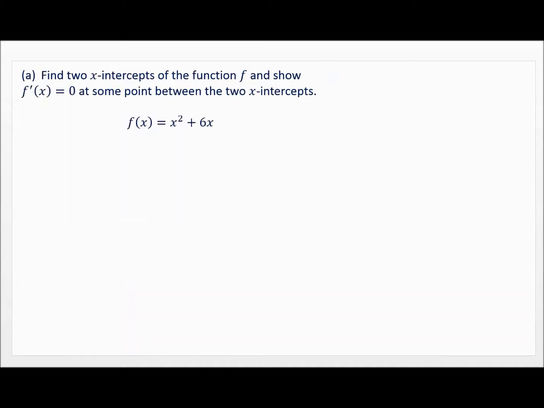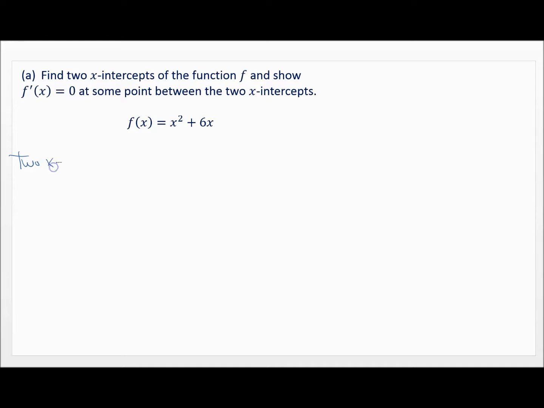All right, so for our first example, this is an example of a problem that actually uses Rolle's theorem, but it doesn't say a word about Rolle's theorem. It says find 2 x-intercepts of the function. So the first thing we want to do is find x-intercepts, which is not a calculus thing to do, and show that f prime of x is equal to 0, that's definitely a calculus thing to do, at some point between the 2 x-intercepts. So let's just follow the steps, and then we'll see how Rolle's theorem may or may not apply to this problem. So first, find our 2 x-intercepts.